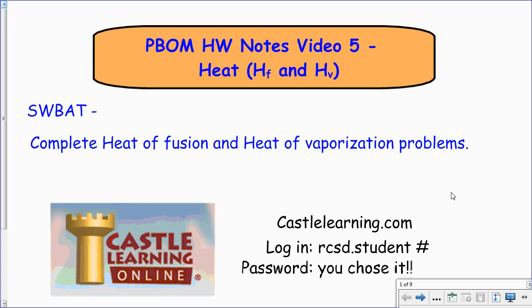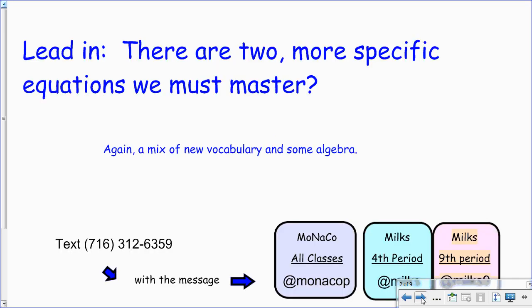We're going to cover heat during the phase change of vaporization and fusion today. These are really going to be just pretty much about water and how it takes a lot of energy to get water to melt and boil or freeze and condense. There's a lot more energy involved in those phase transitions than there is in actually changing the temperature of a sample of water. So we're going to complete heat of fusion and heat of vaporization problems related to this.